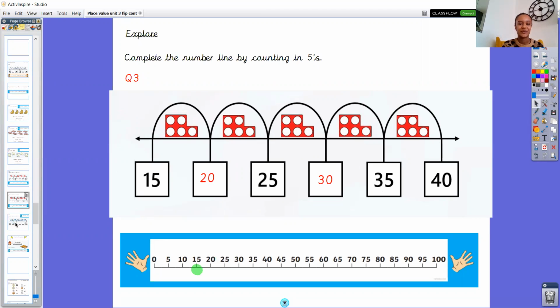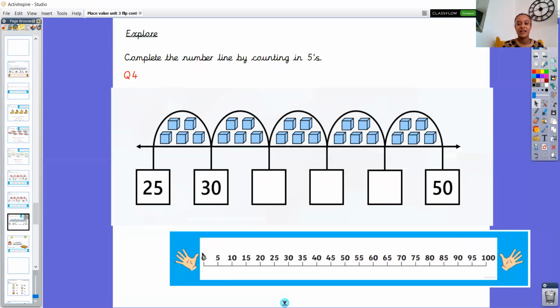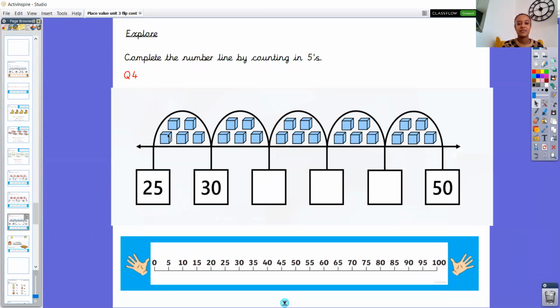Brilliant. Okay, question 4. Again, another number line. This time they are cubes or Deans that are showing us the jump in 5. This one's got 3 missing numbers. We're starting on 25 this time. So again, pause the video now and find out the missing numbers, please.